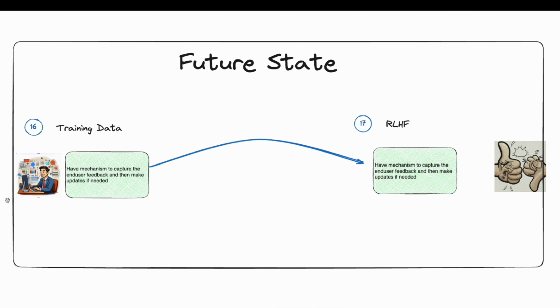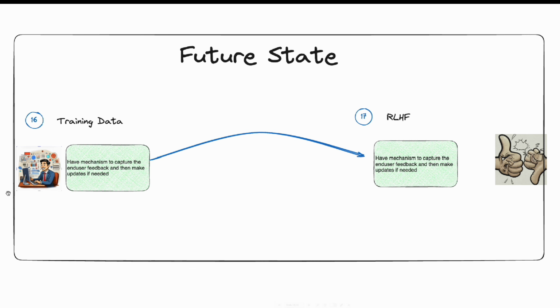Let me repeat this again. Do not use it in the first phase. In a later phase, if you want to really improve it, if you want to be a market differentiator when it comes to generative AI applications, you want to make sure that you build your own training data. Let me repeat that again. You build your own training data.